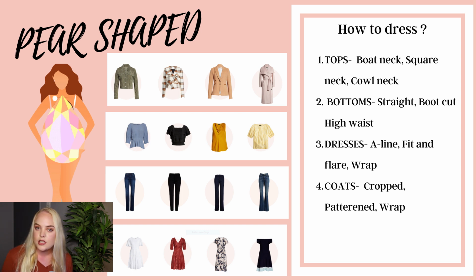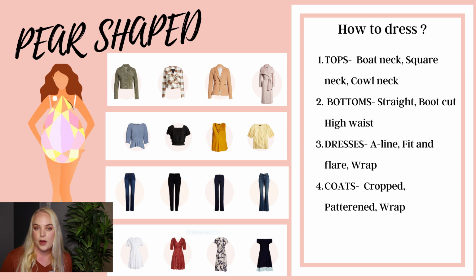So the best tops that you can wear for a pear body shape is generally any top that brings volume upwards, so add volume to your shoulders and your bust. So generally something like a boat neck or a cowl neck would bring that volume up and it would balance out your body very nicely.